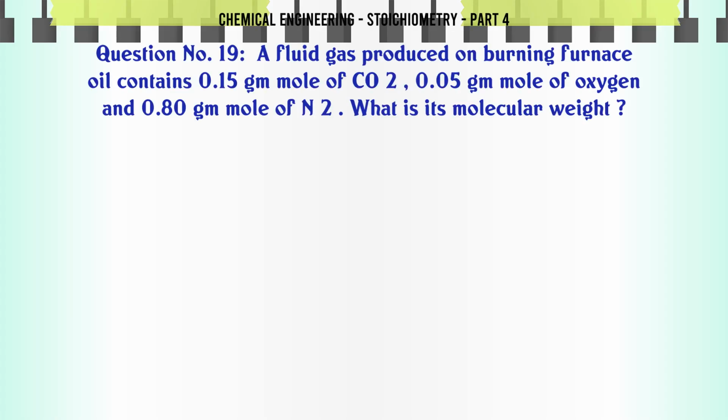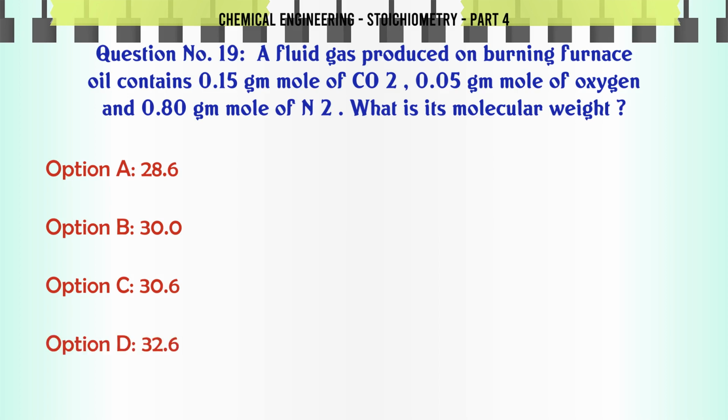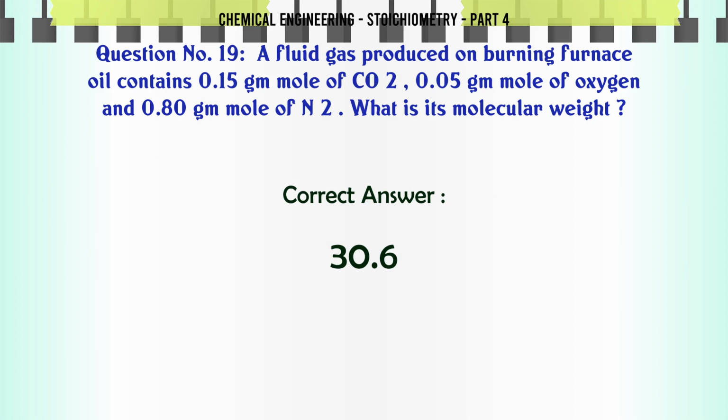A flue gas produced on burning furnace oil contains 0.15 gram mole of CO2, 0.05 gram mole of oxygen, and 0.80 gram mole of N2. What is its molecular weight? A. 28.6, B. 30.0, C. 30.6, D. 32.6. The correct answer is 30.6.